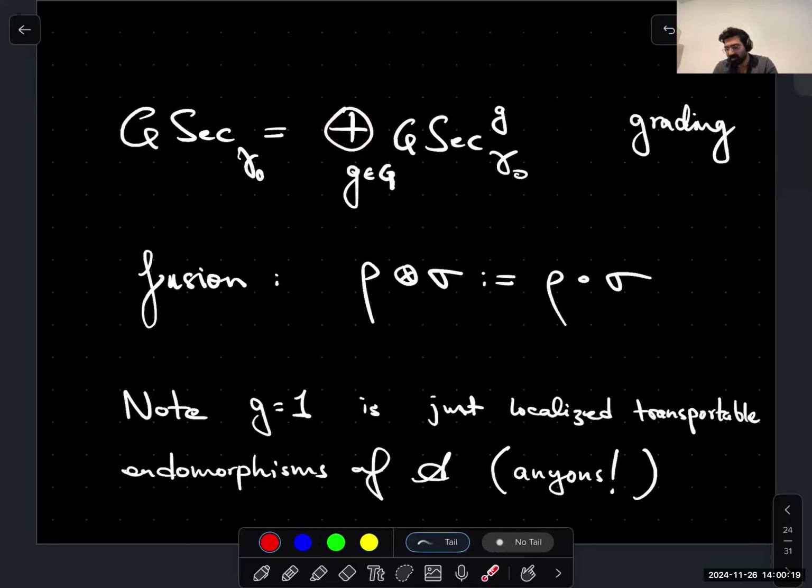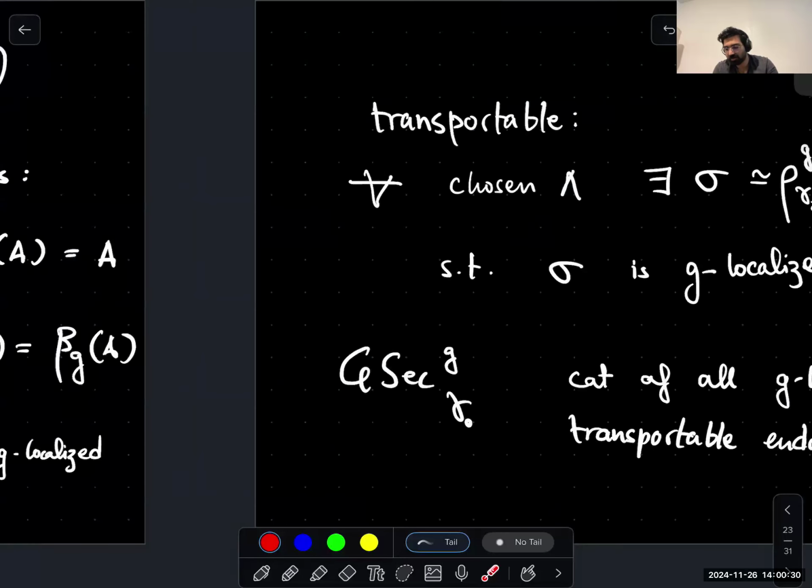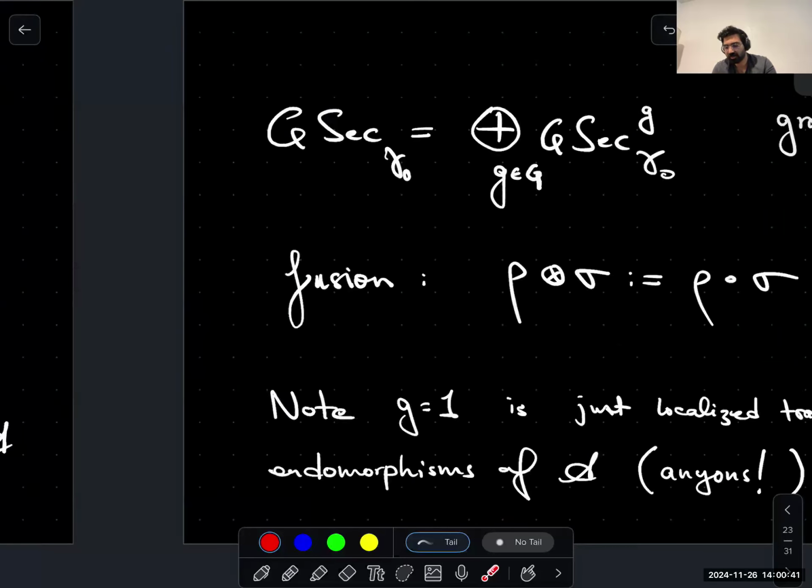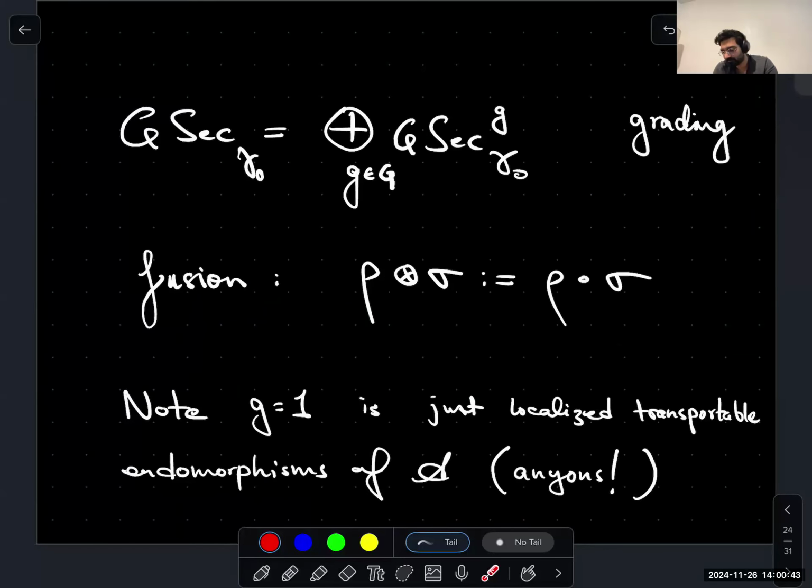And notice that there is an obvious grading over here, the G grading, because every component is distinct from every other component because of how this action is different for every component, and there are necessarily no intertwiners between two components that have different group elements. Fusion is the exact same. You have endomorphisms before, so you can just compose them, easy peasy.